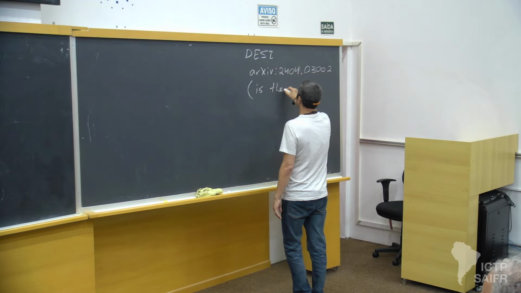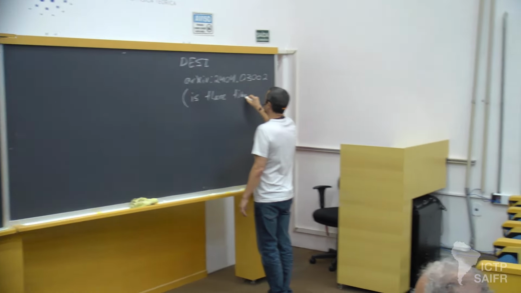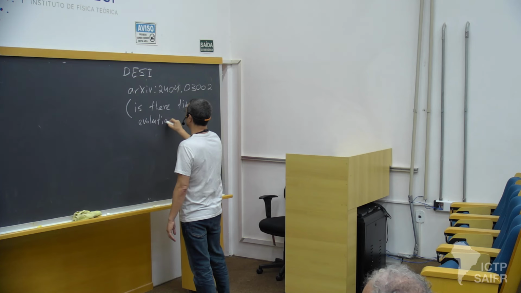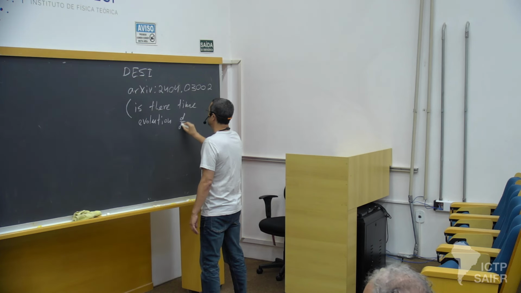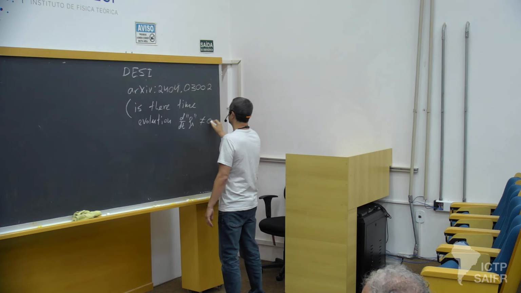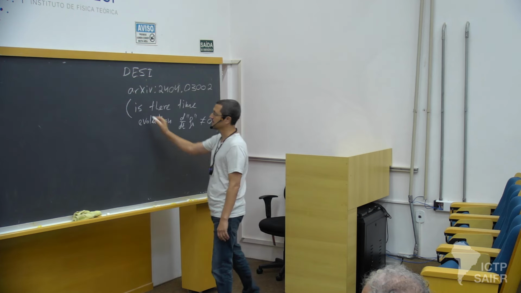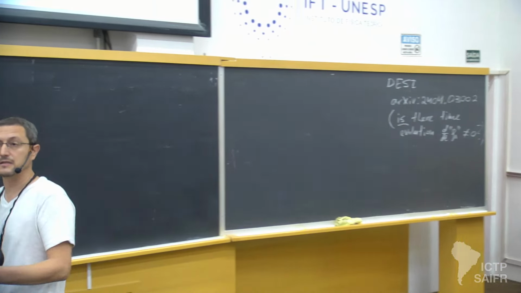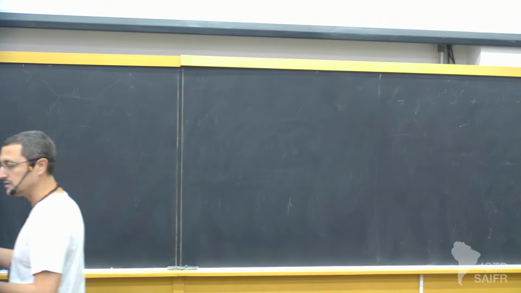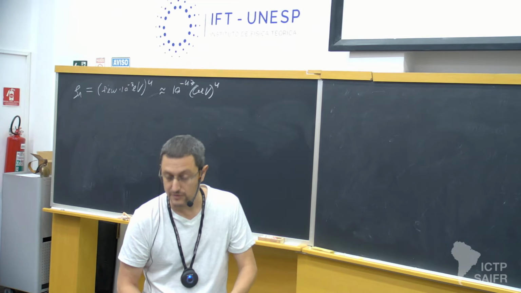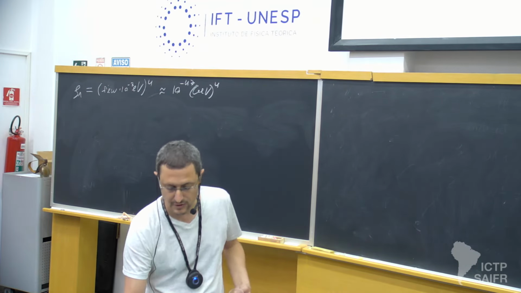Is there time evolution, d by dt of this thing that I called rho lambda, not zero? So this is an experimental question. You can ask, let's parameterize rho lambda with some non-trivial equation of state, let it evolve in time, and then you can go and try to measure it, and that's what these people have done, among other things.